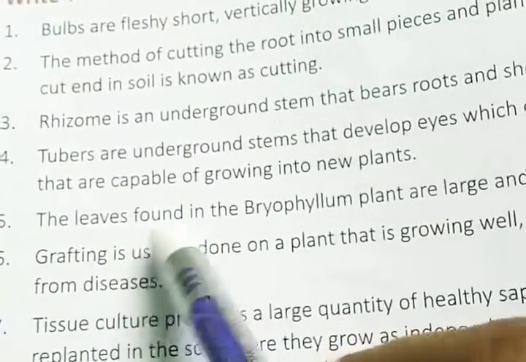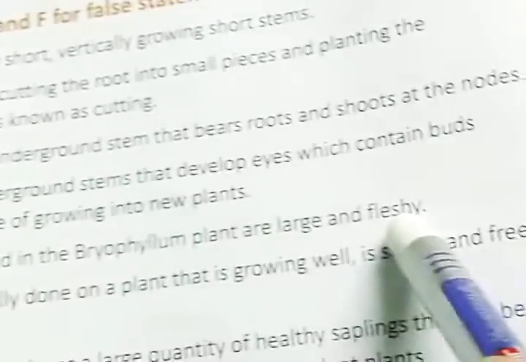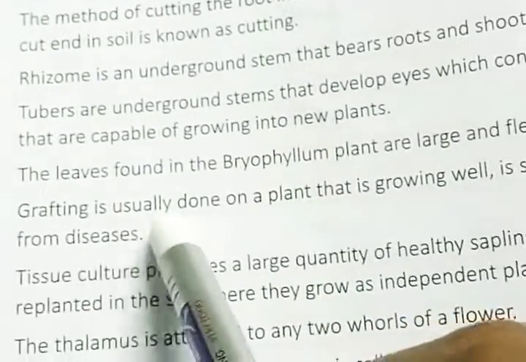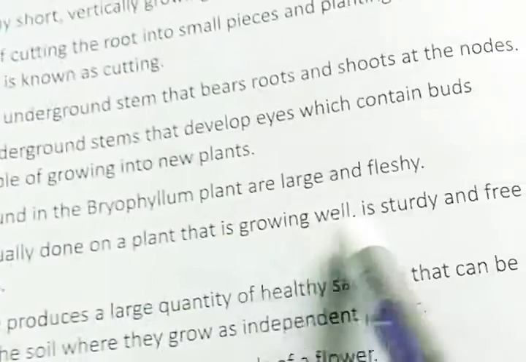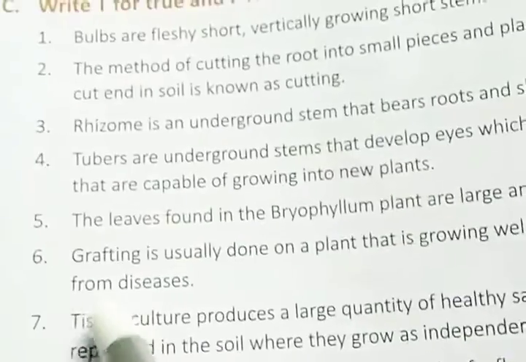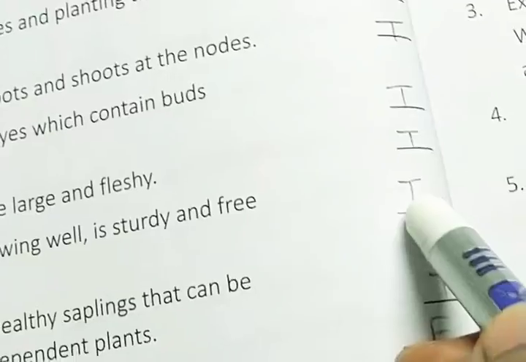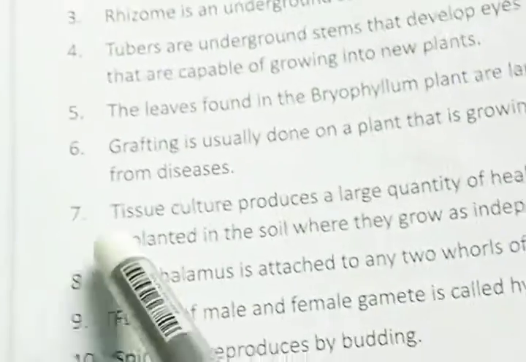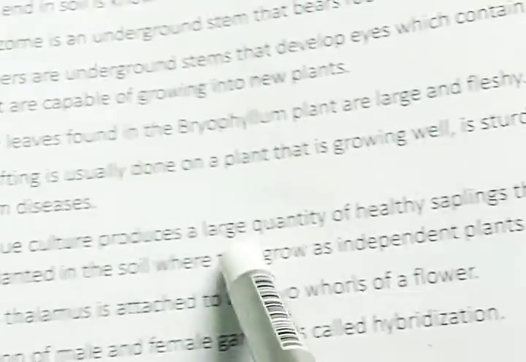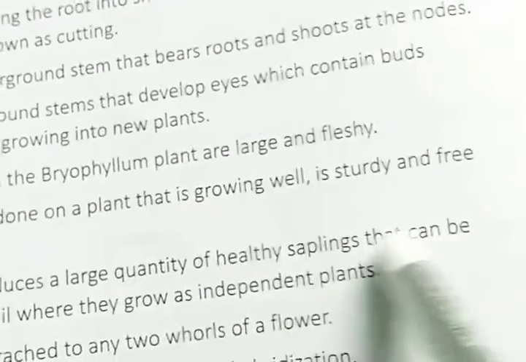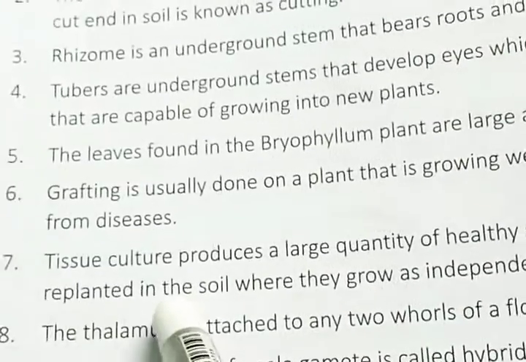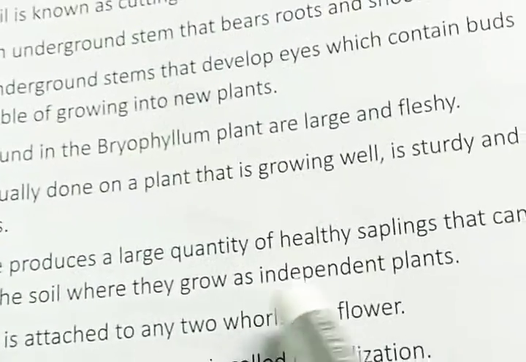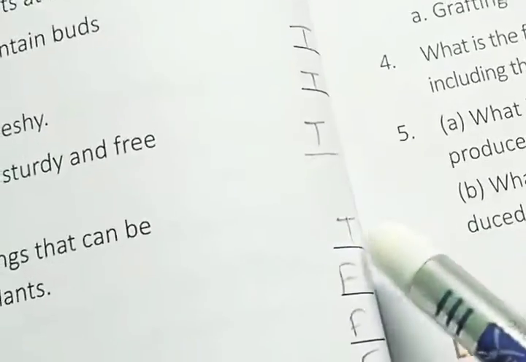Next, the leaves found in bryophyllum plants are large and fleshy. True. Grafting is usually done on a plant that is growing well and sturdy and free from disease. It's also true. Again, tissue culture produces large quantities of healthy saplings that can be replanted in the soil where they grow as independent plants. It is true.